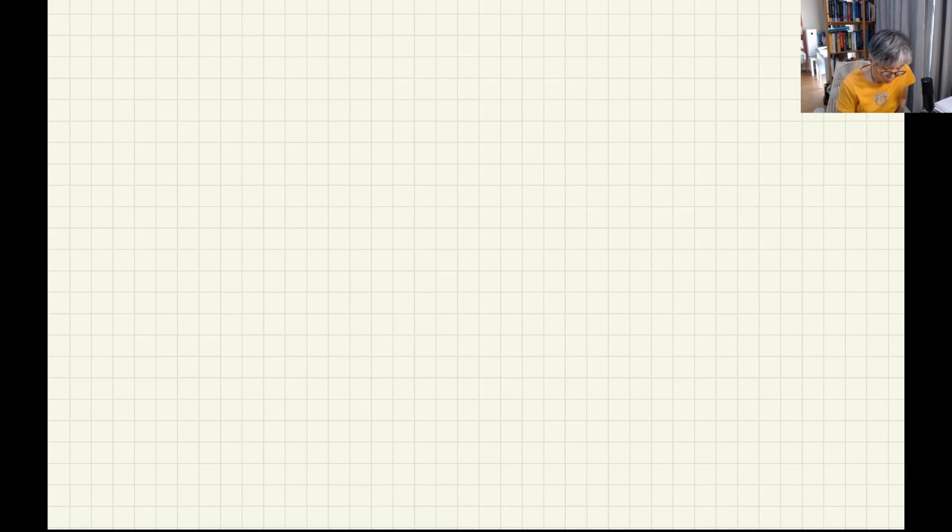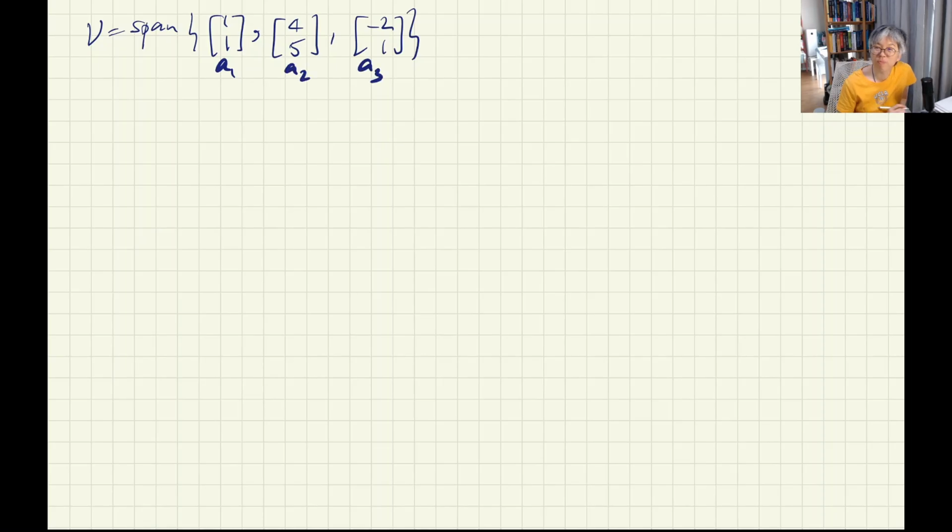Okay, so the question is this. I have a vector space V that is spanned by (1, 1), (4, 5), and (-2, 1) in this example. Let me call them A1, A2, A3. You may notice that you have three vectors. You know beforehand that one of them must be dependent on the others because we are now in a subspace of R2. But let's see how the Gram-Schmidt algorithm would detect this dependency.